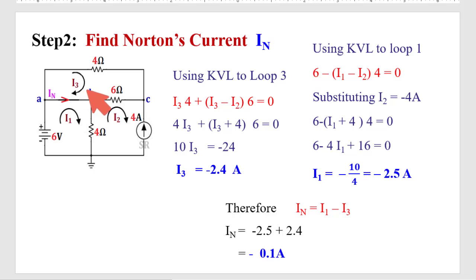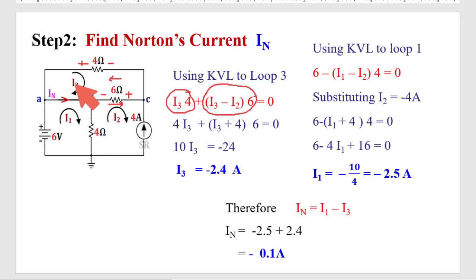Now using the KVL in loop 3, through this 4 ohm resistance current I3 is flowing from left to right. So 4 into I3, this is the potential drop and the polarity is here positive, here negative. Now through 6 ohm, I3 is in this direction and I2 is in this direction. So I3 minus I2, which is flowing from right to left, so 6 into (I3 minus I2), this is the potential drop across this resistance 6 ohm, and the polarity will be plus minus.